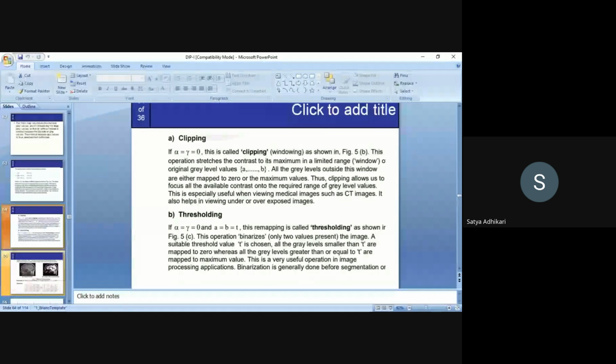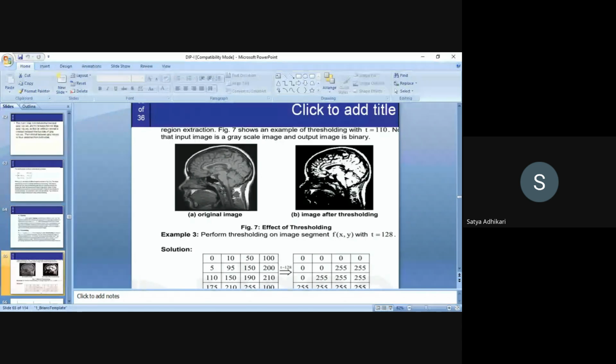Similarly, thresholding. Here only two values are present in the image. A suitable threshold value T is chosen. All the gray levels smaller than T are mapped to 0, and all other values greater than T are mapped to the maximum value, 255. This is a very useful operation in image processing applications. Binarization is generally done before segmentation. You see here, this is the image. You will get more clear about that.